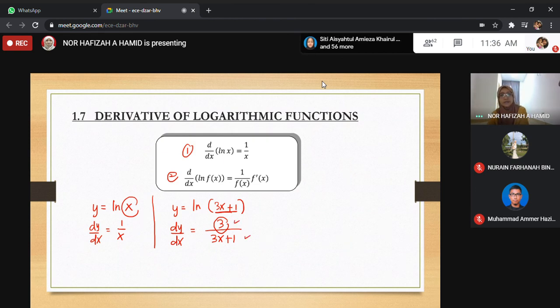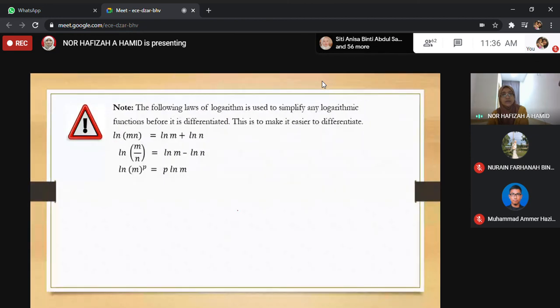Okay. So you will also have rules for log. Rules ni dah ada dalam chapter 1. So chapter 1, for rules of log, we have 3. For multiplication, multiply we change into plus. For division, you change into minus. And this one for power. So power you boleh transfer kat depan. So dapat P ln M.